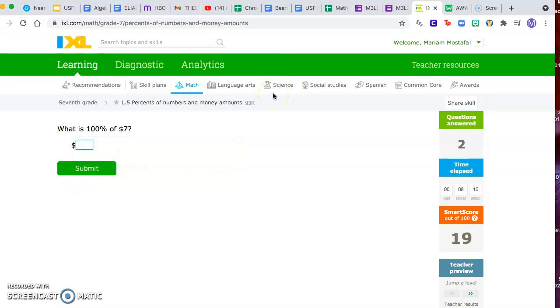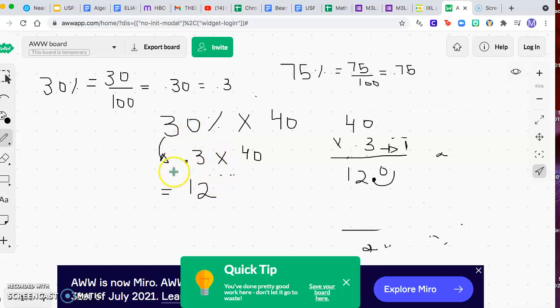So all you do is seriously just multiply the percent, convert the percent to a decimal, and multiply it. So if you have any questions, let me know.